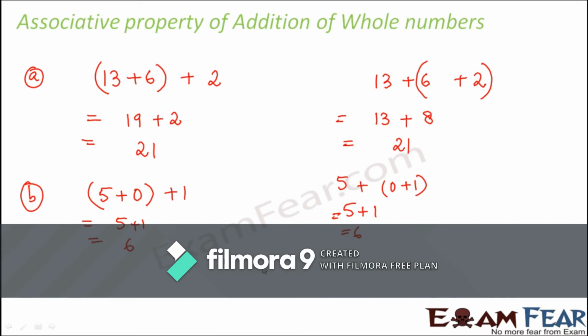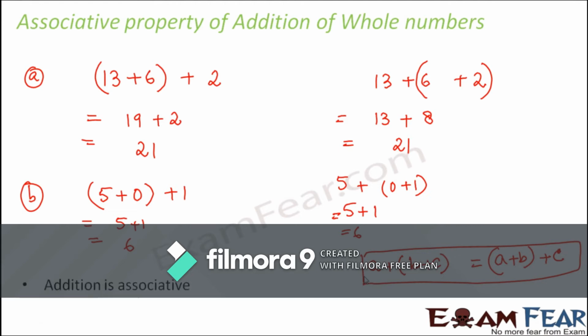So therefore, what do we conclude? We conclude that if we have three whole numbers A, B, C, then (A + B) + C is equal to A + (B + C). So this is what we have concluded. So the conclusion is addition is associative. This means this is a kind of association between the three whole numbers. This is a kind of association between the two addition operations. Whether you perform the addition of the first two numbers first or the last two numbers first, the result will remain the same. And that is why we say addition is associative.